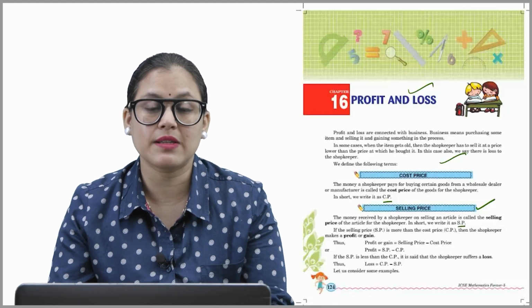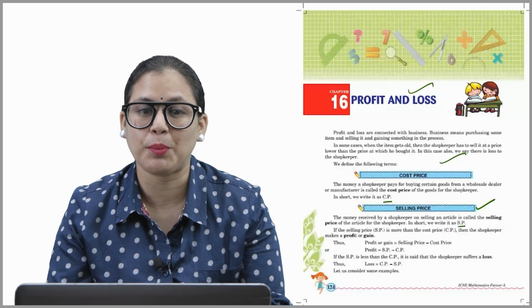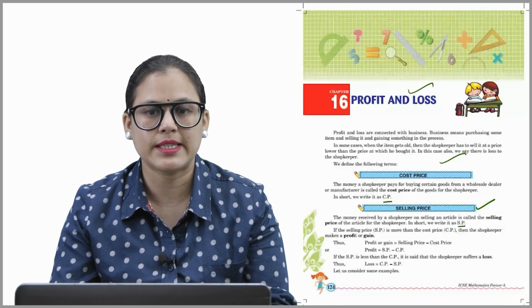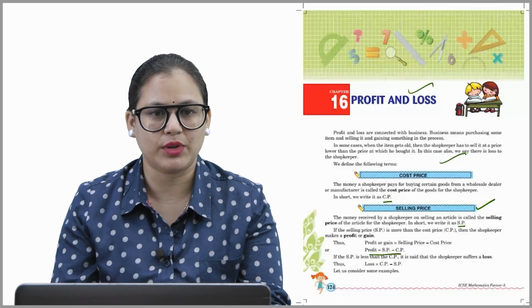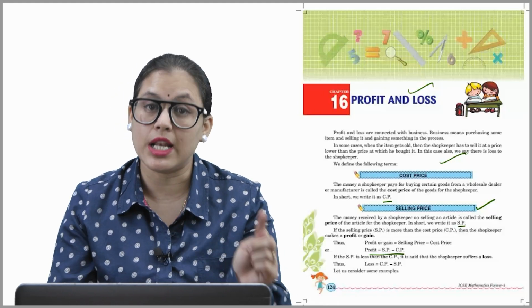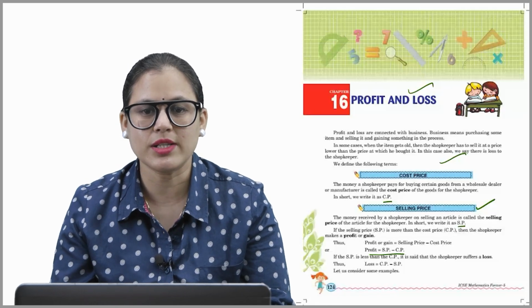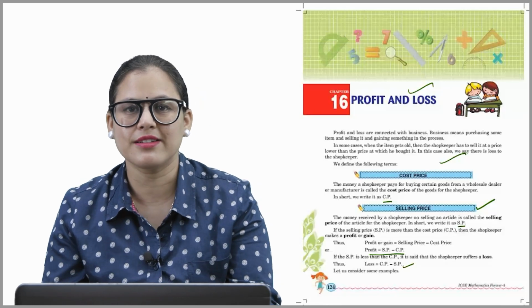If the selling price is more than the cost price, that is, if SP is more than CP, then the shopkeeper makes a profit or gain. This profit or gain is equal to selling price minus cost price, that is SP minus CP. And if SP is less than the CP, it is said that the shopkeeper suffers a loss. Thus, loss is equal to CP minus SP. Now, let us consider some examples.